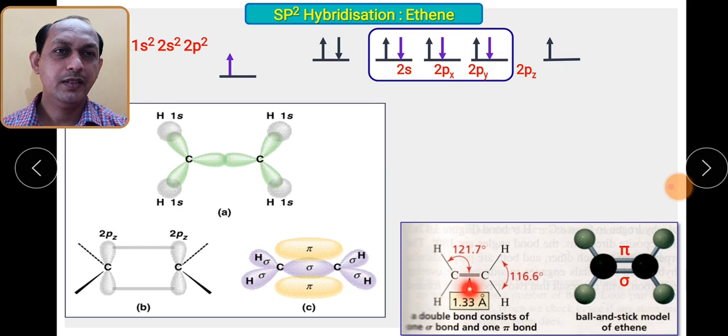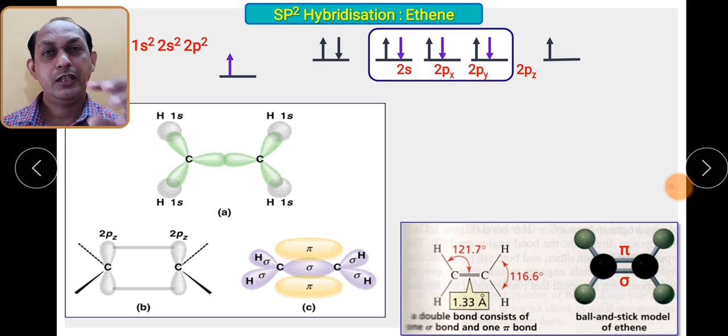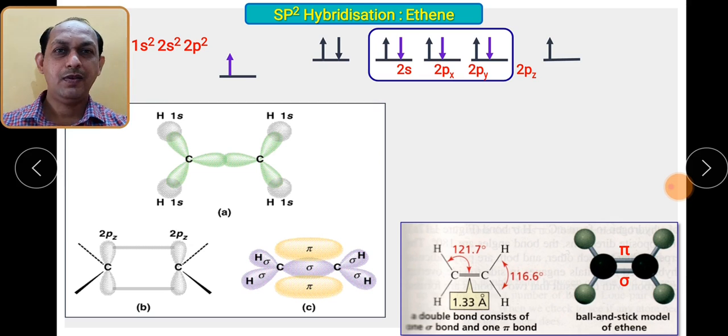Here you can see there is a double bond. One of the bonds is a sigma bond, which is formed by the overlap of the sp2 orbital of one carbon and the sp2 orbital of the other carbon. So this carbon-carbon bond is formed by sp2-sp2 overlap, while the four C-H bonds are formed by s and sp2 overlap. And the pz orbitals which are present will overlap laterally and form the pi bond.